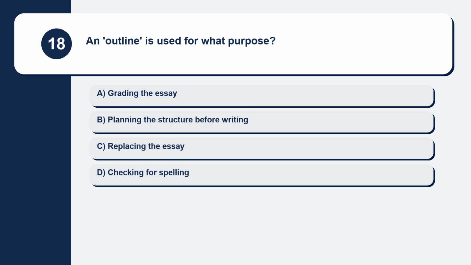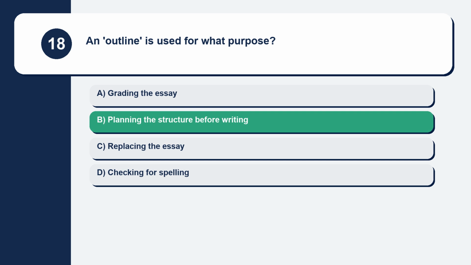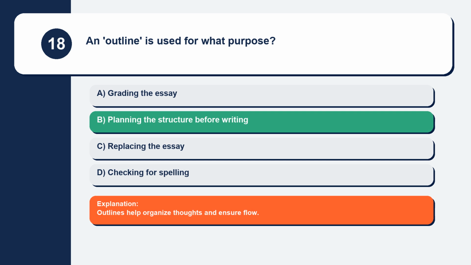Question 18. An outline is used for what purpose? Grading the essay. Planning the structure before writing. Replacing the essay. Checking for spelling. Outlines help organize thoughts and ensure flow.